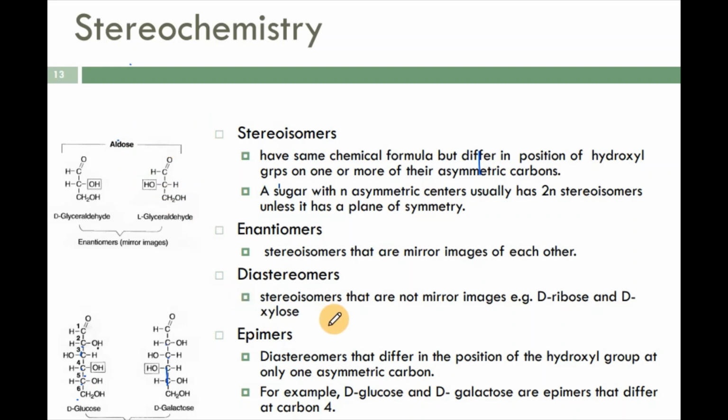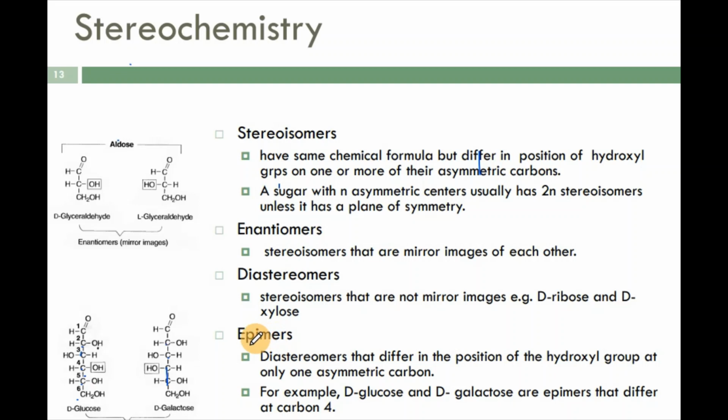The next one is diastereomers, which are not mirror images of each other. Some sugars like ribose and xylose may have opposite configuration, but they will have different spatial arrangement of the hydroxy groups. So they may have opposite configuration, but they are not mirror images. These are what we call diastereomers.